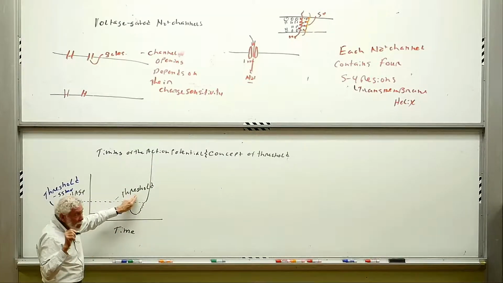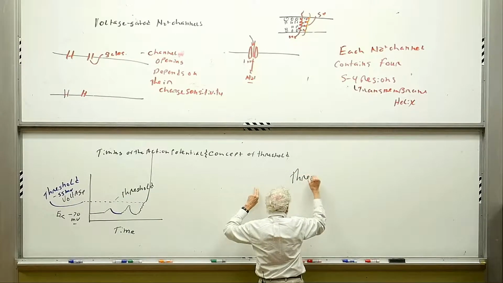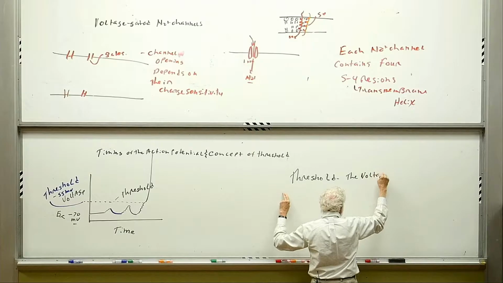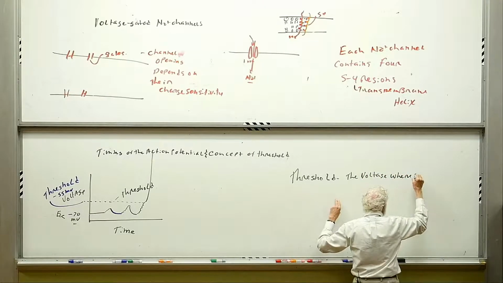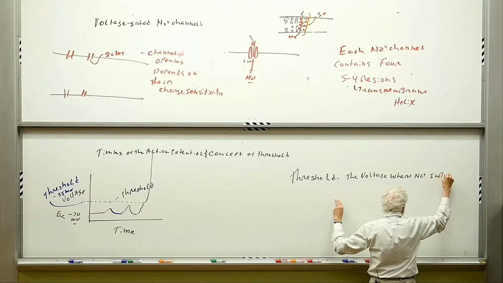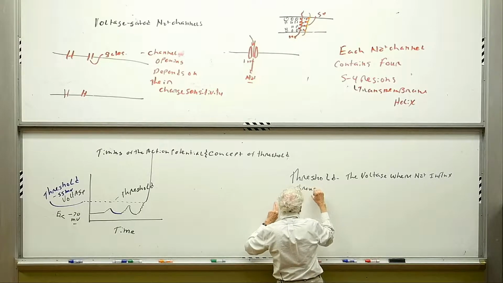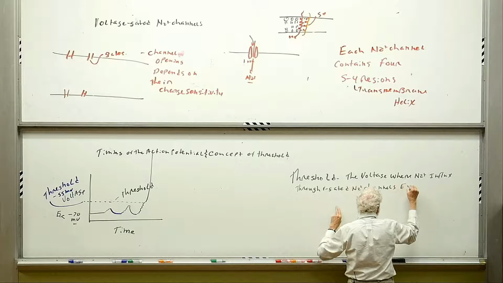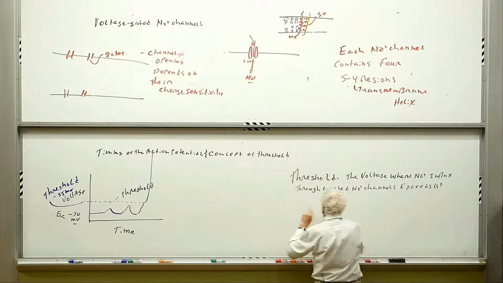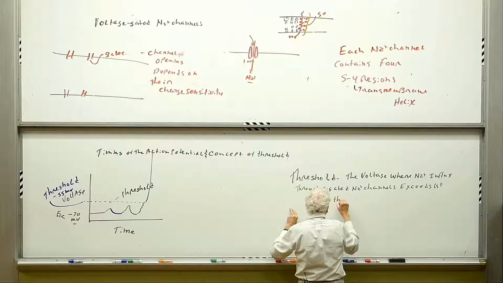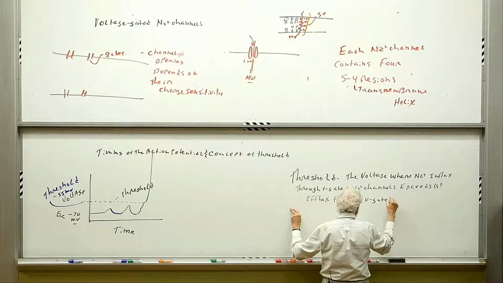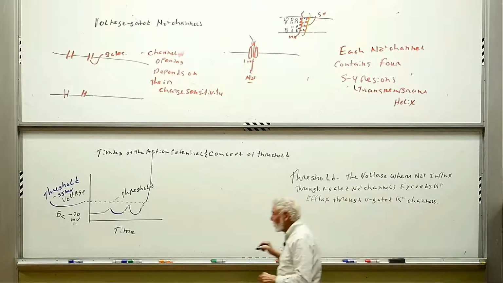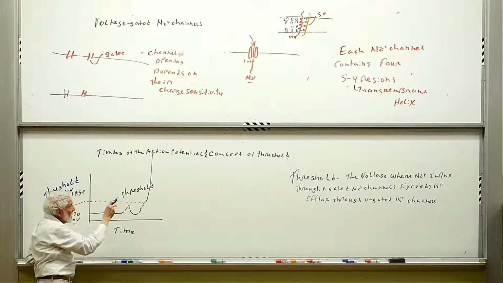Well, threshold has a definition, and I think it may help you understand this. Threshold is defined as the point, the voltage, at which sodium influx through voltage-gated sodium channels exceeds potassium efflux through voltage-gated potassium channels. Well, that verbiage is exactly what we described here.